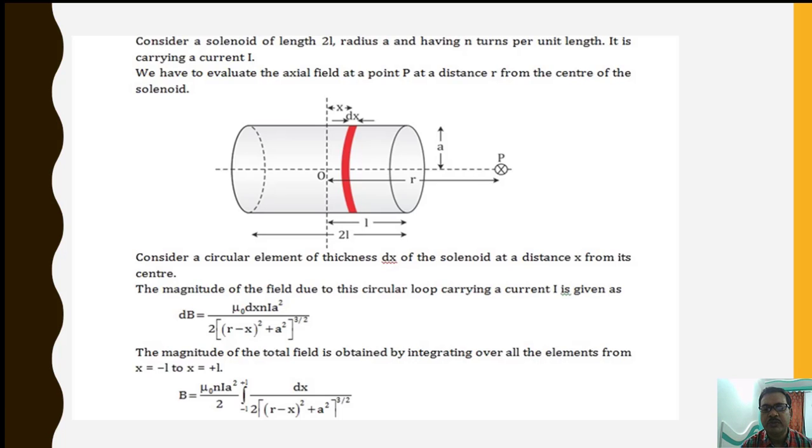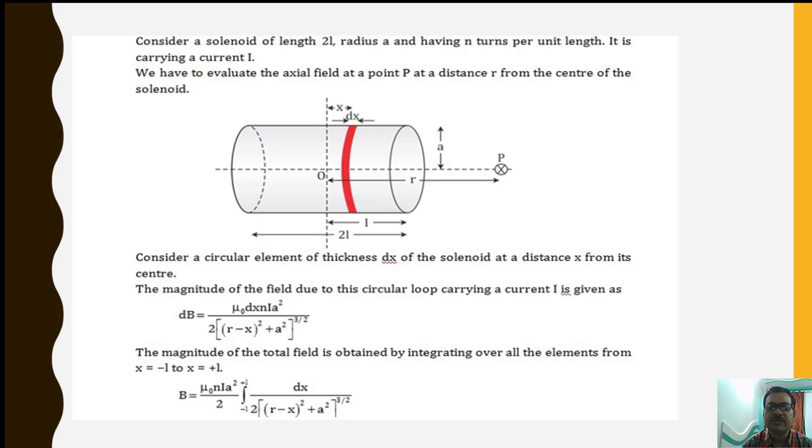Consider a circular element of thickness dx of the solenoid at a distance x from its center. At distance x from the center O of the solenoid, we take a small element whose thickness is dx. Due to this small circular element, the magnitude of the magnetic field due to this circular loop carrying a current I is given as dB equal to mu 0 n dx I a square upon 2 into (r minus x) whole square plus a square whole power 3 by 2.